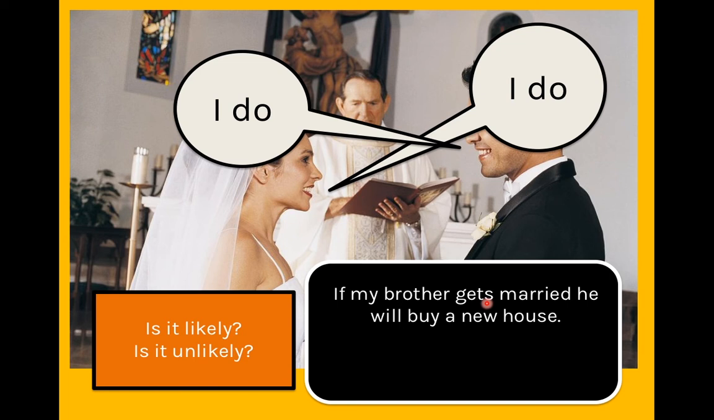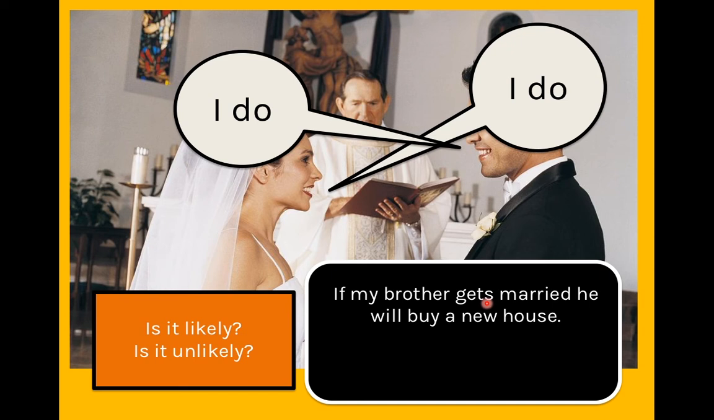It's likely. My brother is very handsome, very attractive, a very nice person, and he gets many women. So if my brother gets married, he will buy a house. It's something that would possibly happen. And in your cases as well, it might happen because you're very nice people. You're very good-looking students who will very probably get married.